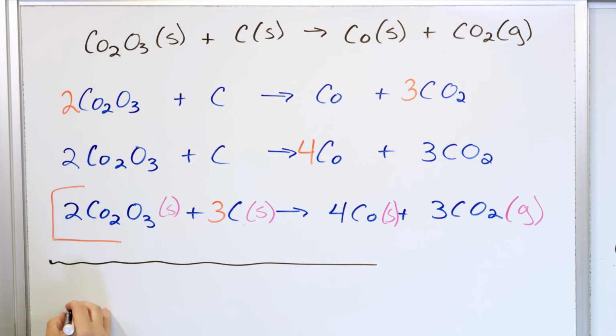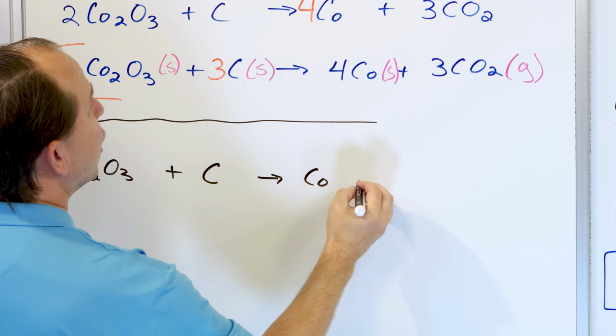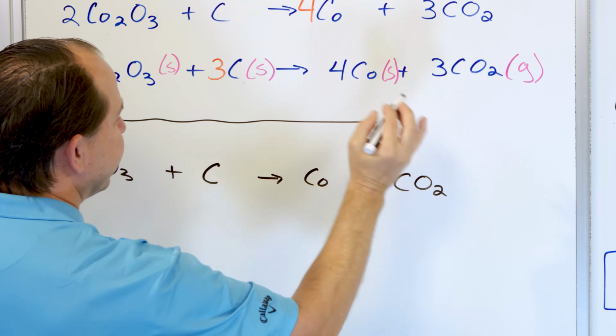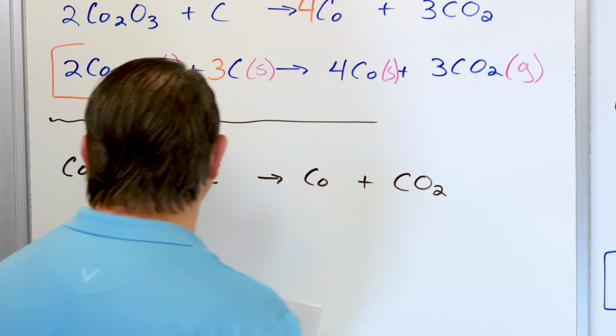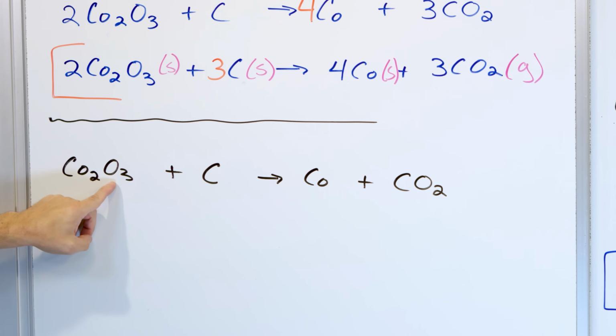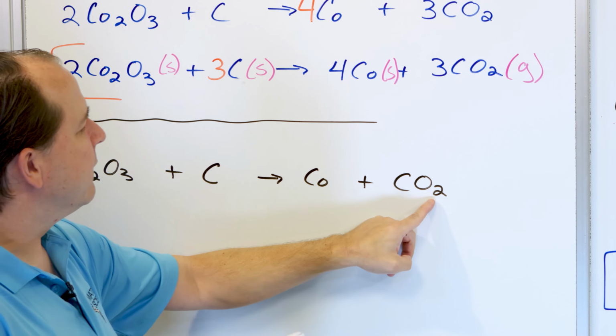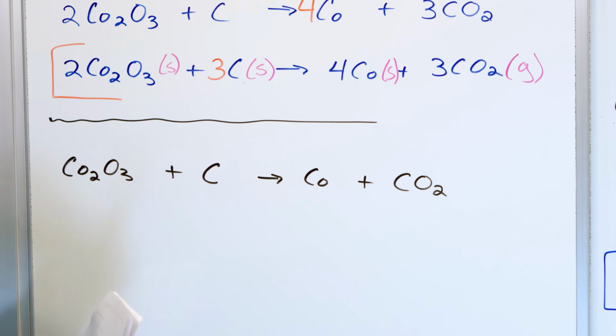Let me start over and say Co2O3 plus carbon yields CO and CO2. So let's start over and let's see if we can find a better way or a different way to do it. We want to leave the cobalt for last because it's by itself. All right, we have 3 oxygens. What can we multiply here to give me 3? Well, there is no whole number. That's why we did what we did before.